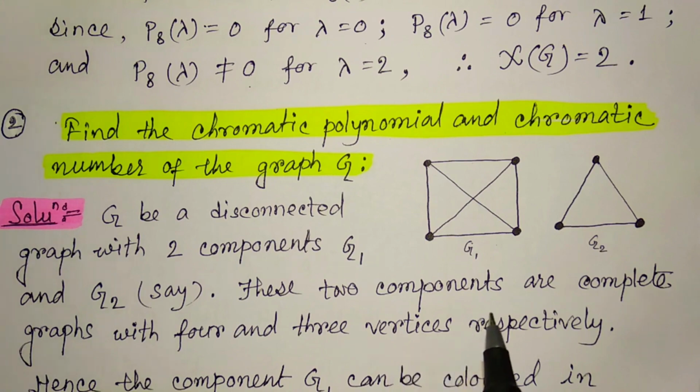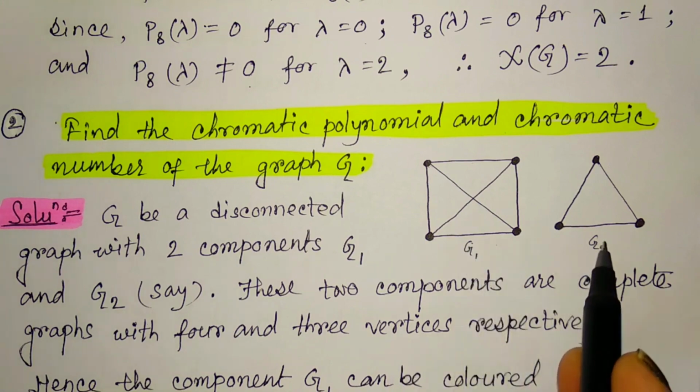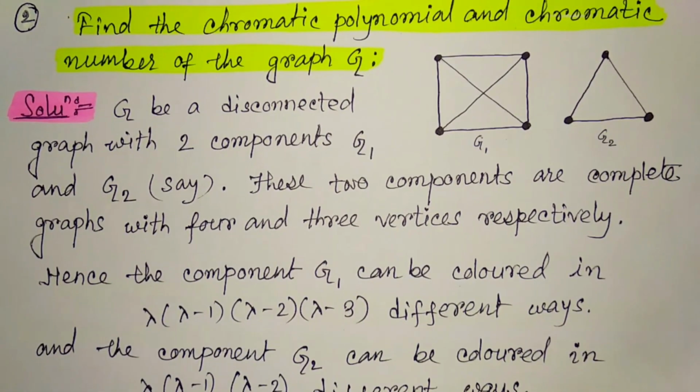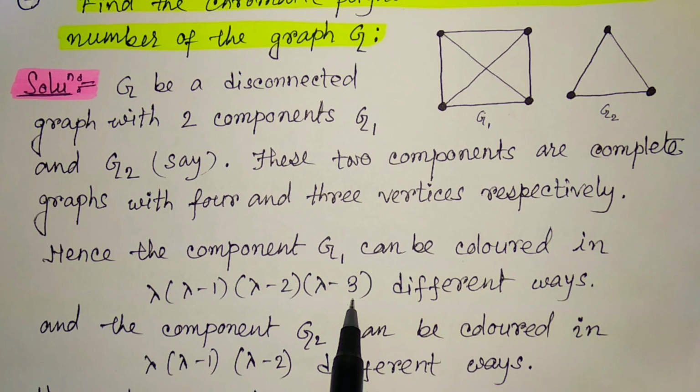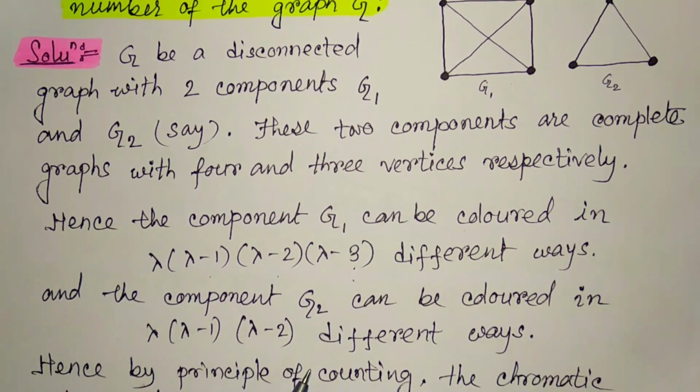We know what the chromatic polynomials are for the complete graph. So we simply write down the chromatic polynomial for G1, which is the chromatic polynomial for a graph with 4 vertices, a complete graph. So it should be lambda into lambda minus 1 into lambda minus 2 into lambda minus 3. And similarly the chromatic polynomial for the second component should be this one.